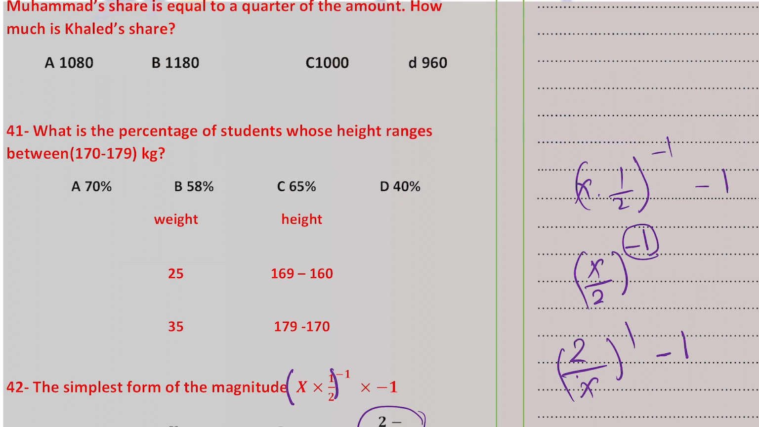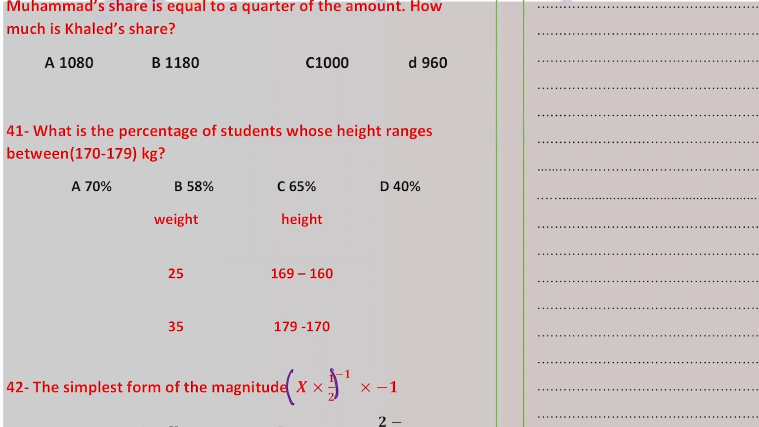Negative 2 over x. Teacher, why did you put a bracket here? Because without this bracket, it will be x times half to the power negative 1 times negative 1. I will take only the reciprocal here, which is 2 over 1 times negative 1 times x. It will be negative 2x. Okay? So this bracket is very important. It changes everything in this question.